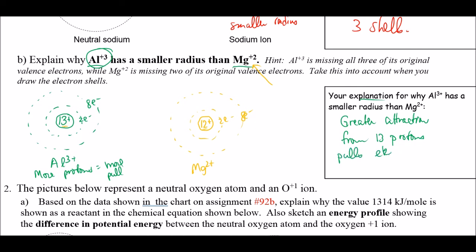Let me write it exactly the way I said it. Electron shells closer to nucleus. That's a smaller radius. Boom.